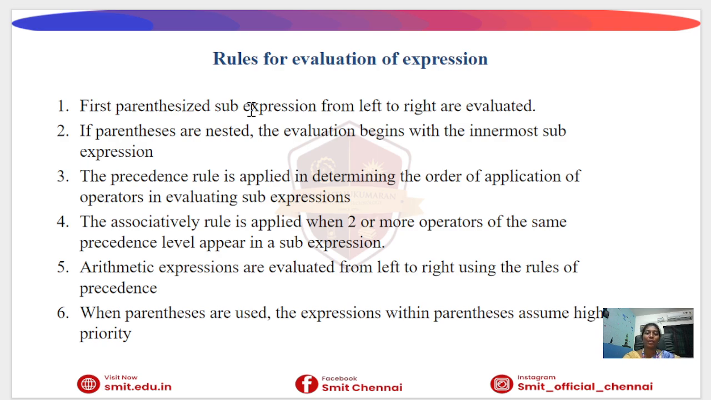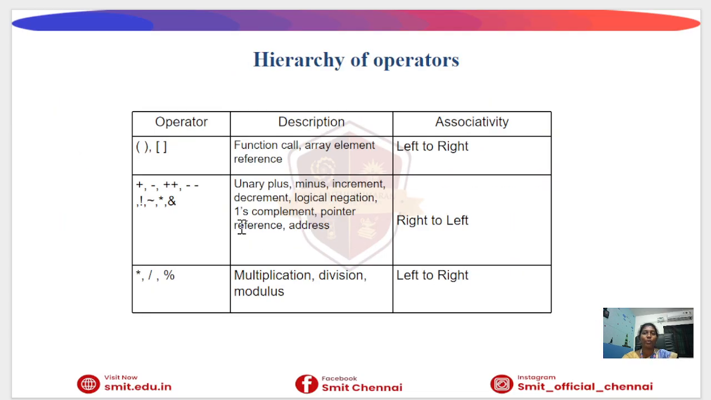Next, the rules for evaluation of expressions. The first rule is brackets first, from left to right. This is the most important thing: we always evaluate the innermost bracket first, and then apply the precedence rule. What is the precedence rule? BODMAS, that is brackets, division, multiplication, addition and subtraction. If operators have the same priority, we go from left to right. This is called associativity.